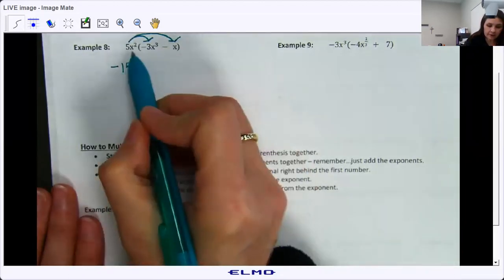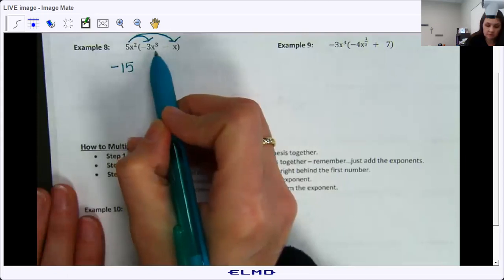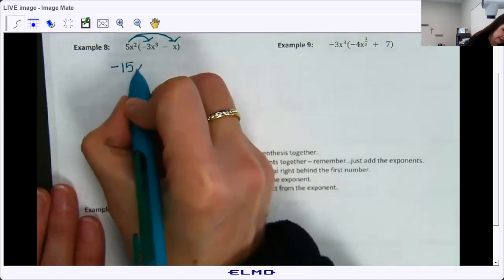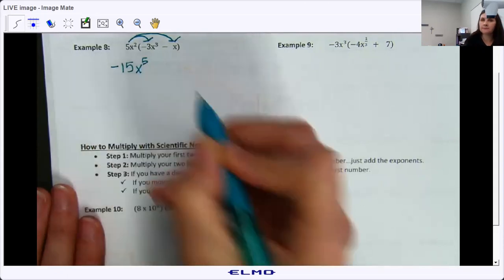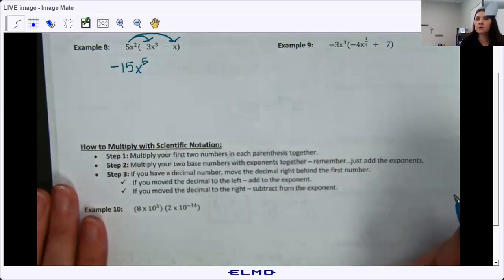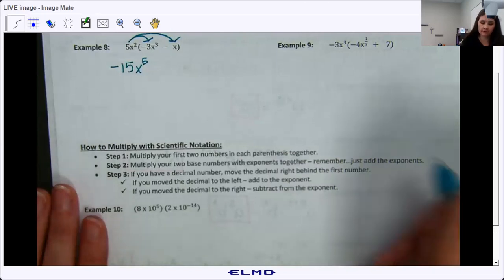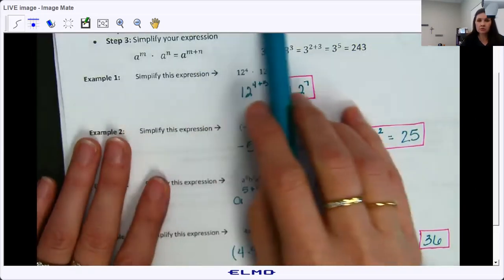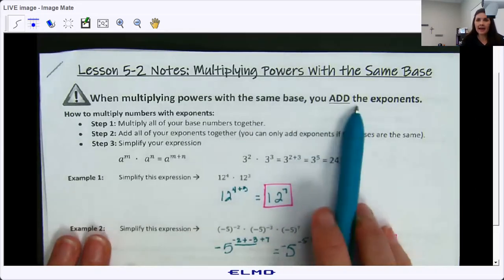And then x squared times x cubed, x to the 5th. We're adding, not multiplying. 2 plus 3 is 5. You never multiply exponents. No, you do, but not in this case. Remember, the very first phrase up at the top is when multiplying powers with the same base, you add the exponents.